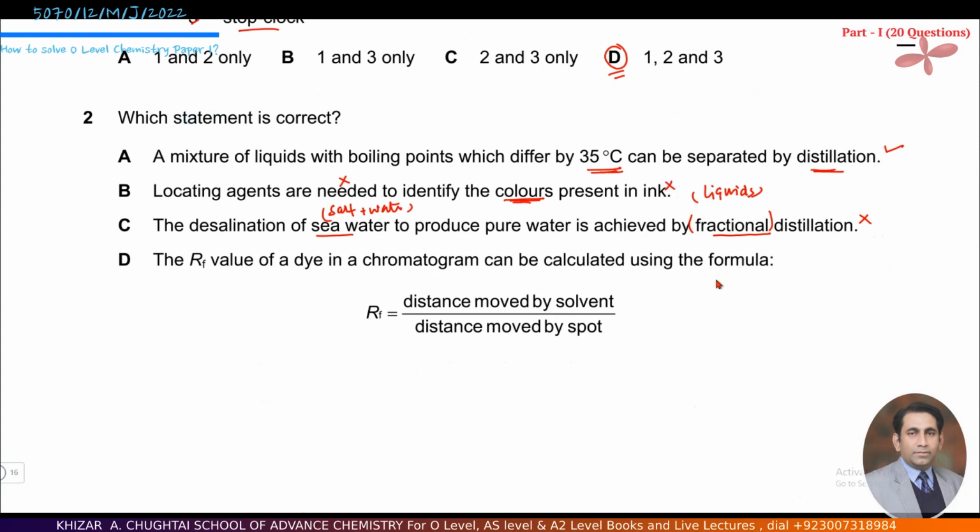These both are incorrect. The last one: the Rf value of the dye in the chromatogram can be calculated using the formula distance moved by the solvent divided by distance moved by the spot. No, Rf is the distance moved by the spot divided by the distance moved by the solvent. So again, it's incorrect and it is confirmed that A is the correct option.